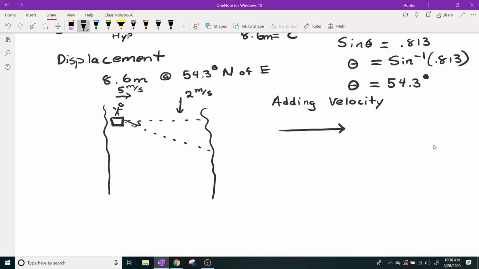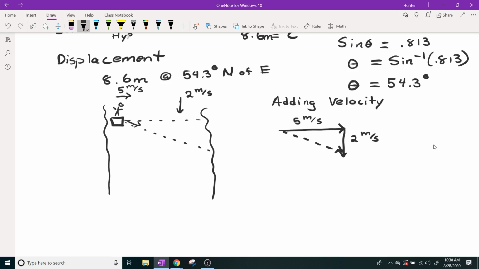So I'm going to draw a horizontal line, and I'm going to put 5. And then once you get done with making the horizontal line, at the head of the arrow, you're going to attach the tail of the next one. So if this is 2 meters per second going down, I'm going to attach that tail right here. And I'm going to make it shorter because that is 2 meters per second. And our resultant velocity is going to be the hypotenuse that exists between those two arrows.